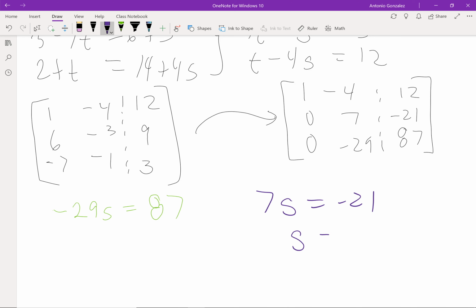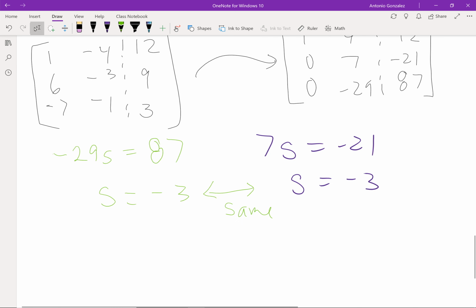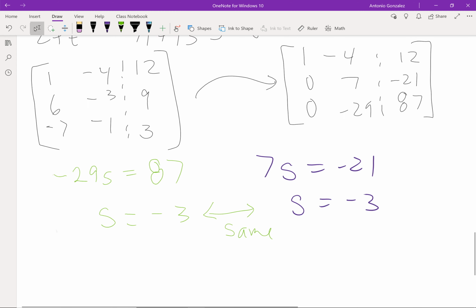Solving for s, we get -3, and then the other one, we divide by -29, -3. Same. So now that means that we have the same value for s here. What this is telling me is that I can solve uniquely for s and t. So I know the value for s is -3. How can I find t?